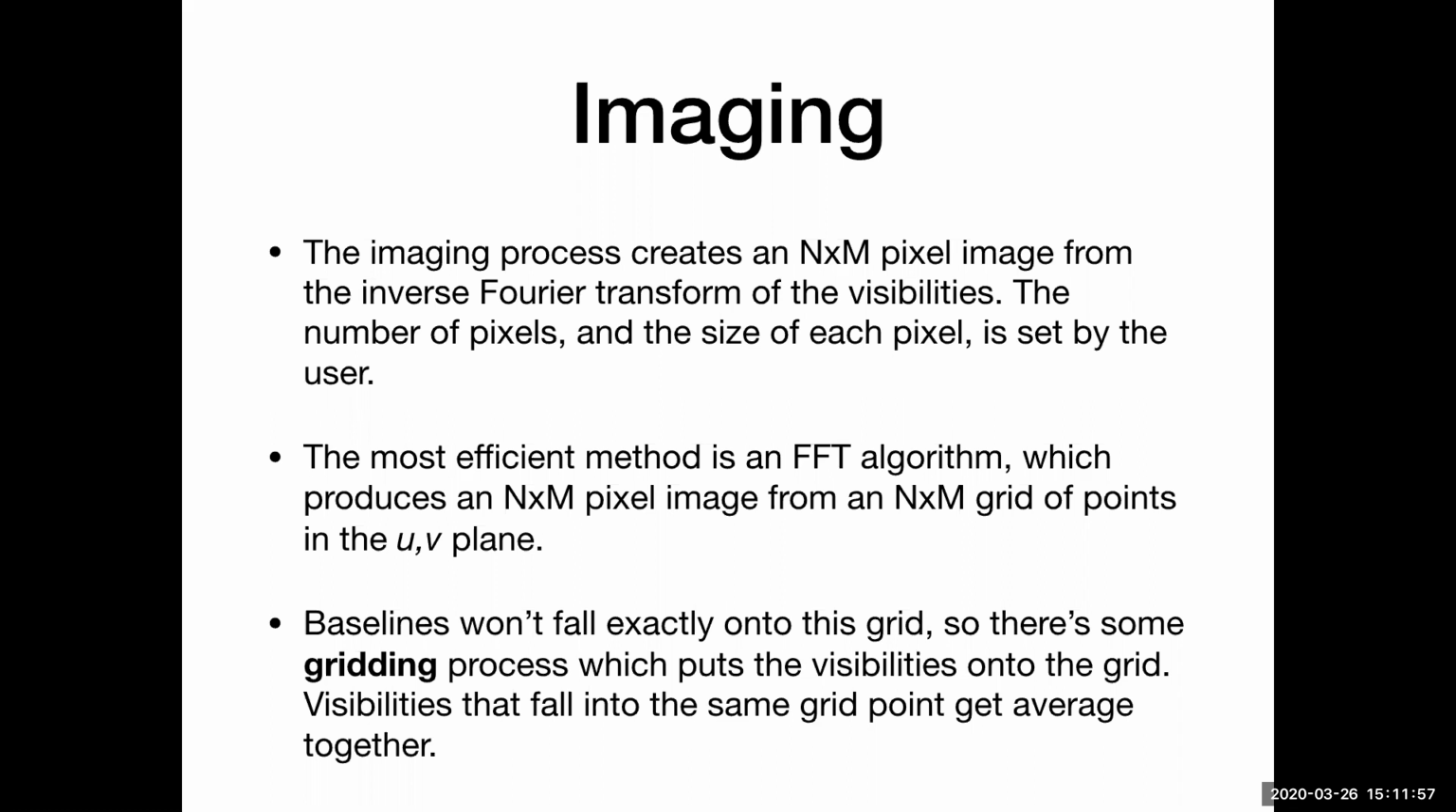That then sets how much of the sky is covered and how well sampled the image is. The FFT algorithm is usually used to do this inverse Fourier transform. It's the most efficient. To get this n by m pixel image, you require an n by m grid of points in the UV plane. So there's this step of taking the visibility data and dropping it onto this fixed grid of positions in the UV plane, this gridding process.